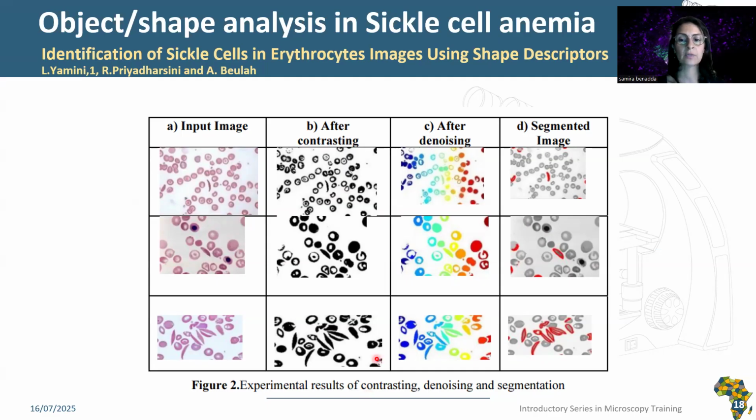Each cell is considered as a connected component for which the eccentricity is calculated. The eccentricity, the shape descriptor, is the ratio of the major axis to the minor axis of the connected component. If the eccentricity is greater than the threshold, the cells are identified as sickle cells.